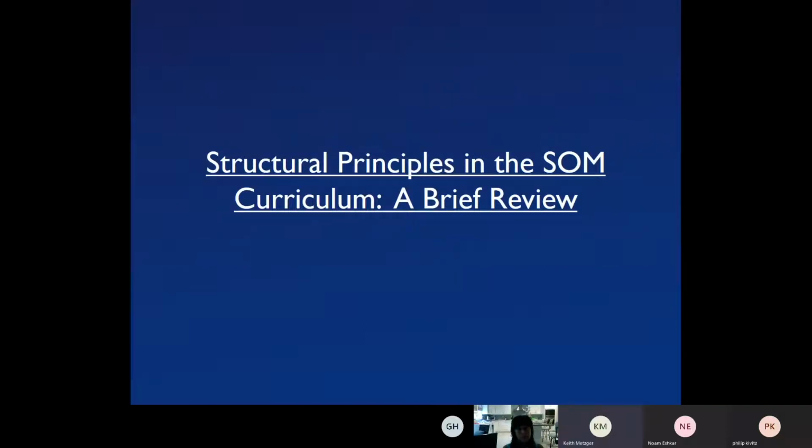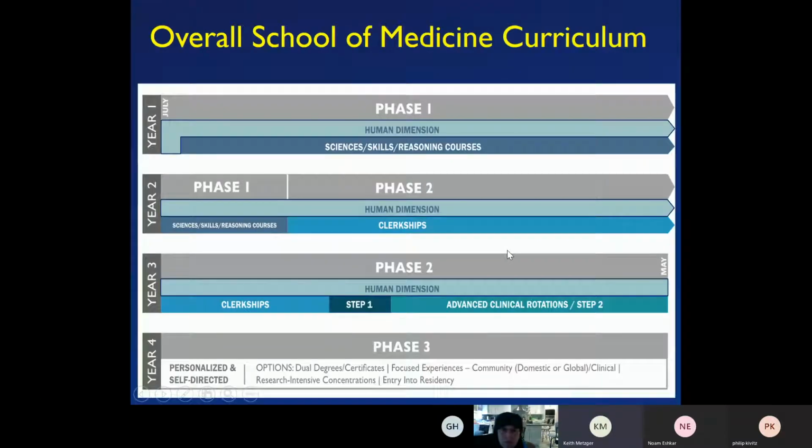So a brief overview of our course in the overall curriculum. So you've probably seen this diagram. This is all School of Medicine curriculum. On the left side, you see the 4 years, and we have a 3-year core curriculum. So we call this a 3+1 curriculum. The first 3 years include phase 1, which is about 16 months, and phase 2, which is the remainder of those 3 years.